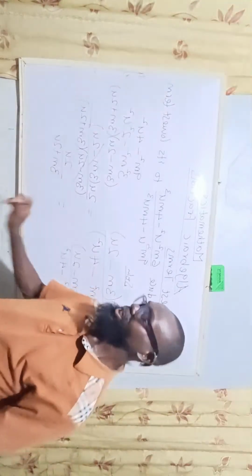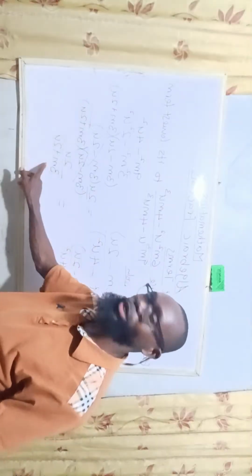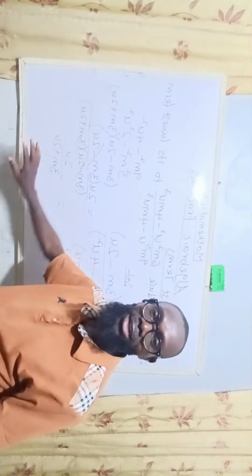In this case, you cannot cancel u and u. Why? Because these are joined together by addition. So this one will be our final answer.